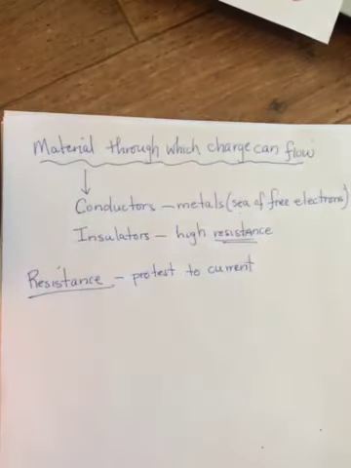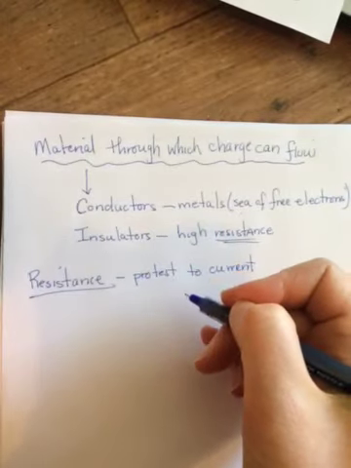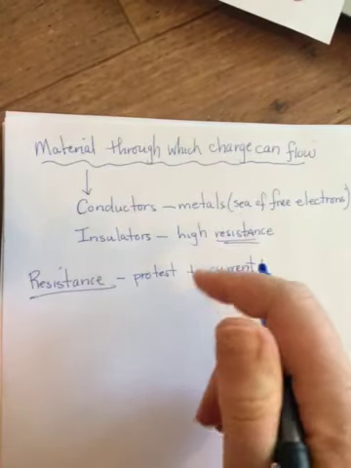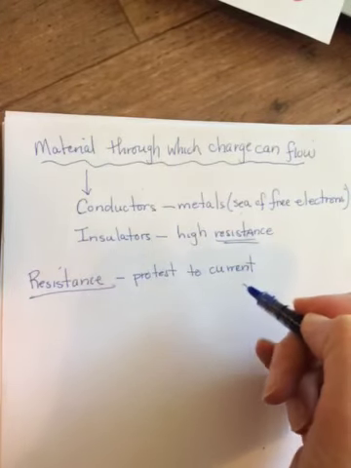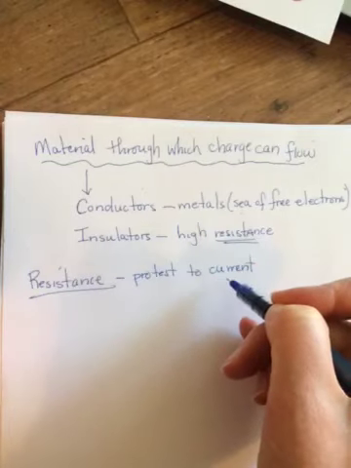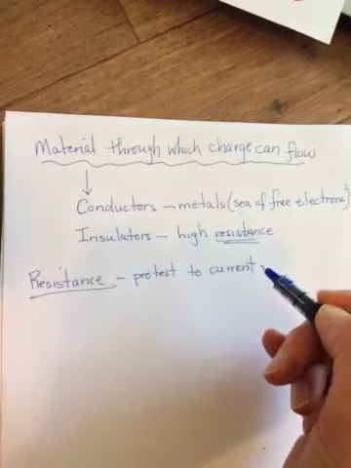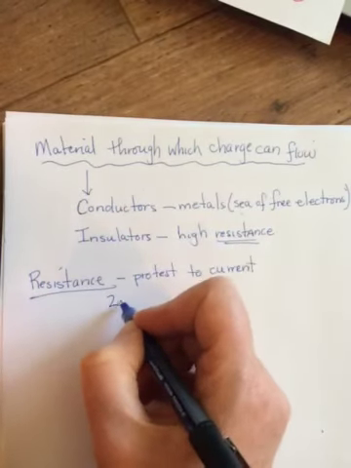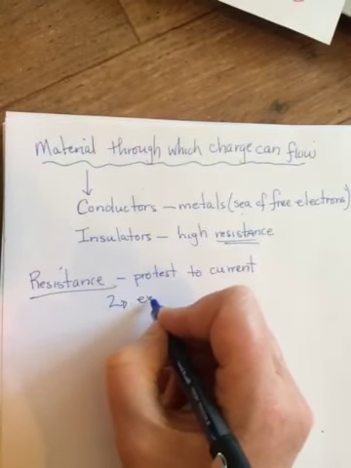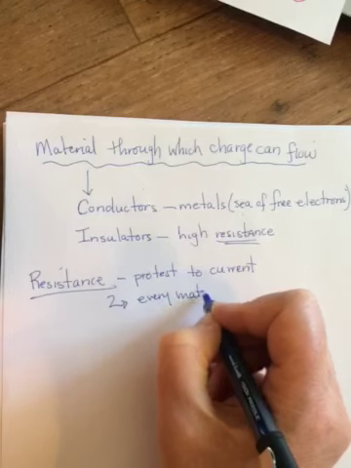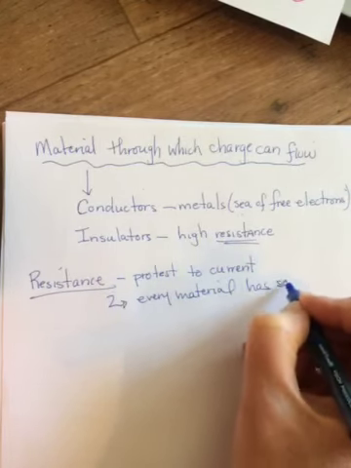You could think of resistance in electricity as parallel to friction in kinematics and forces, right? When you try to push a box across the surface, friction is like the surface's protest to the box trying to move through it. So when you're trying to put current through a wire, then resistance is the wire's protest. Every material has some resistance. No matter how good of a conductor it is, it still has some resistance in it.